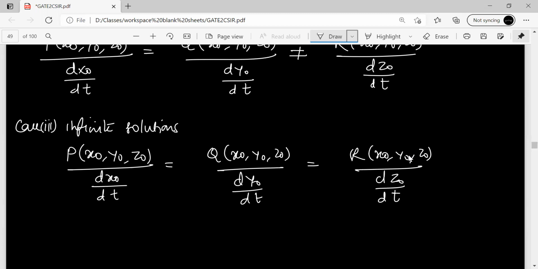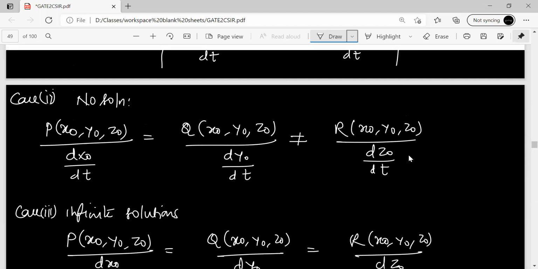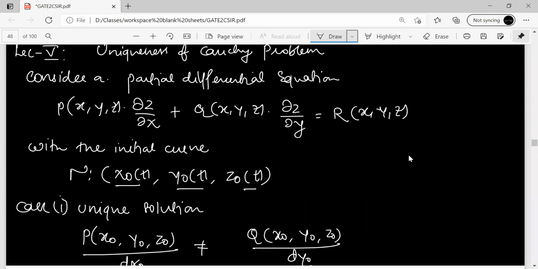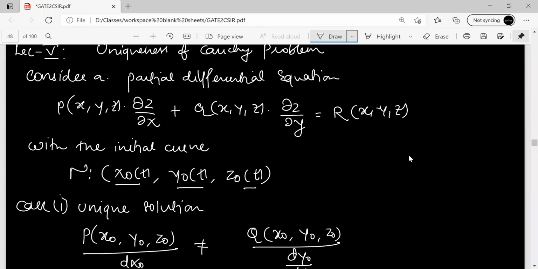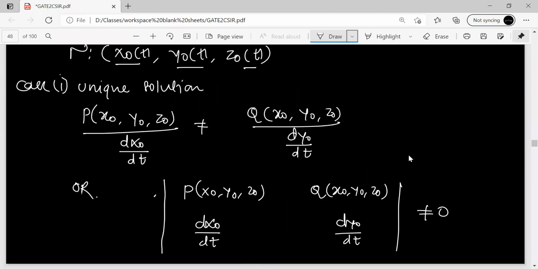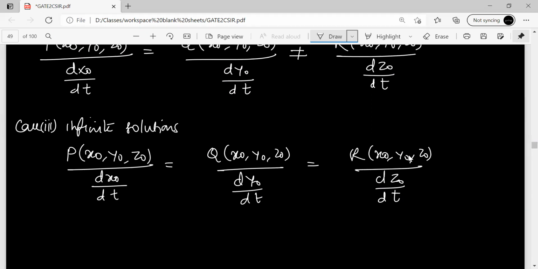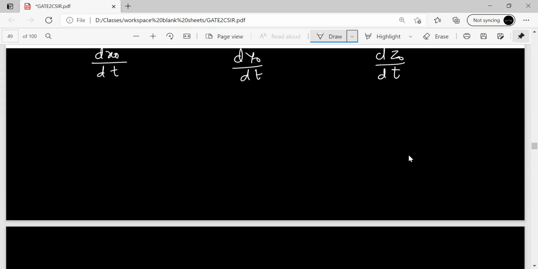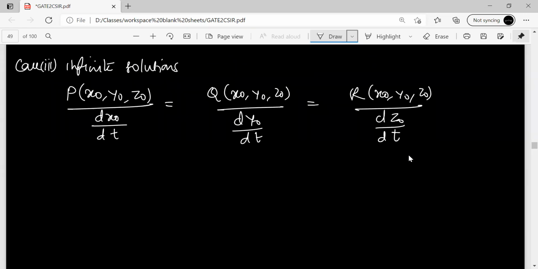So this is quite an easy thing, and most often it's asked in GATE as well as CSIR NET. So just look at the problem very carefully. You have to understand when this PDE has a unique solution, no solution, or infinite solutions. Without solving the problem, you can simply consider these three equations to say whether the equation will have a unique solution, an infinite solution, or no solution.